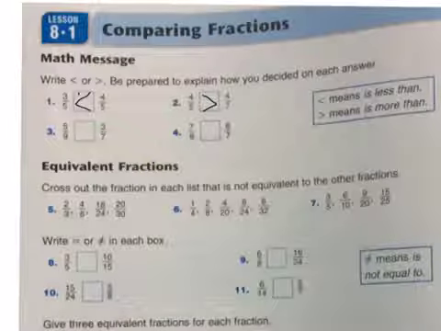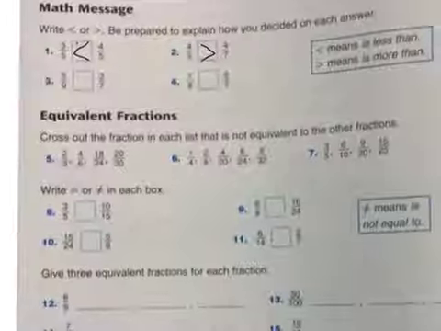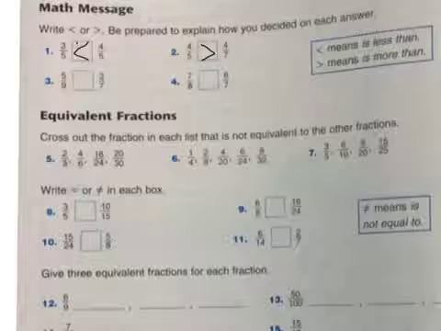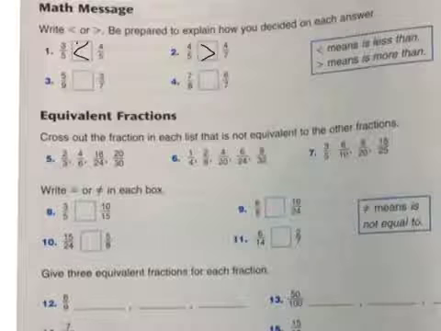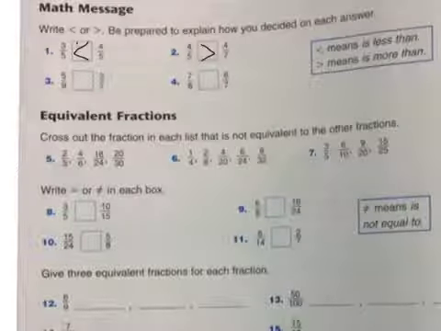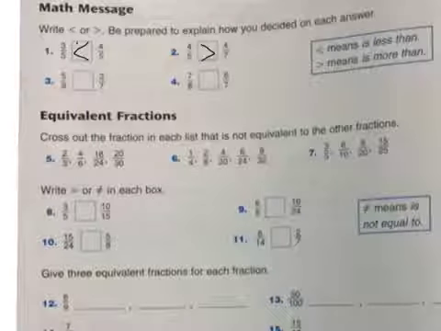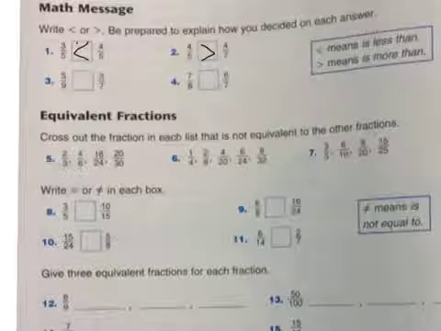As we move on to number 3, we have 5/9 and 3/7. 5/9 is just over half, because half of 9 is 4.5, and 3/7 is just below half, because half of 7 is 3.5. So this is just above half, this one's just below half. Correct? So 5/9 is greater than 3/7.